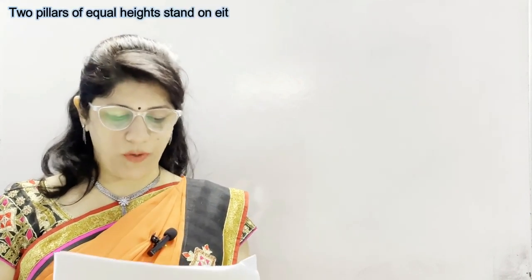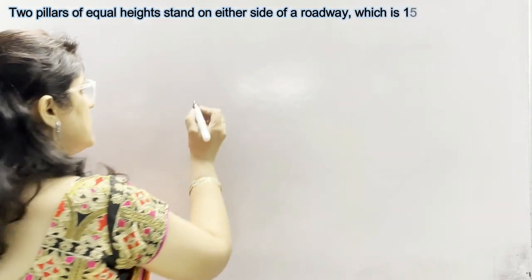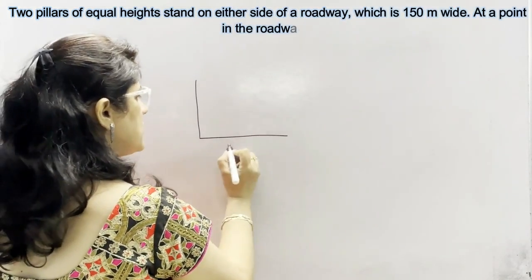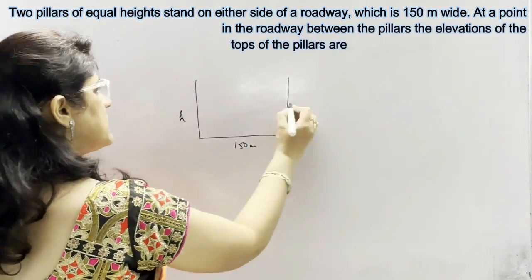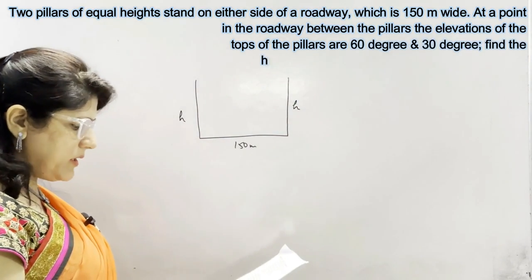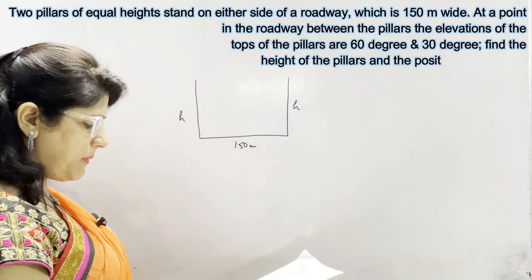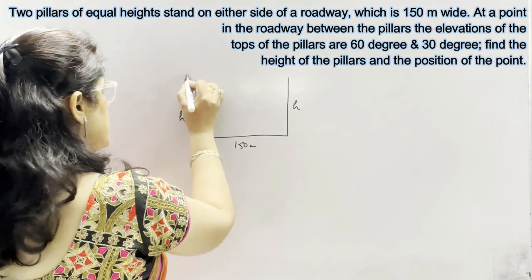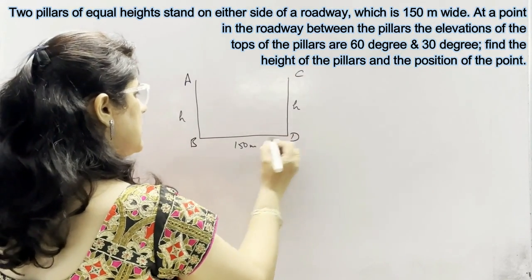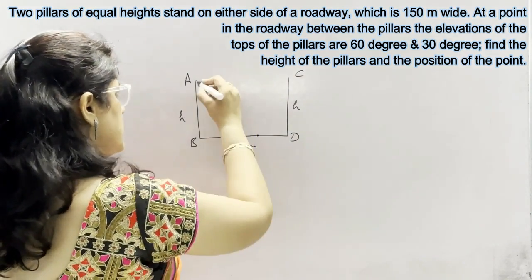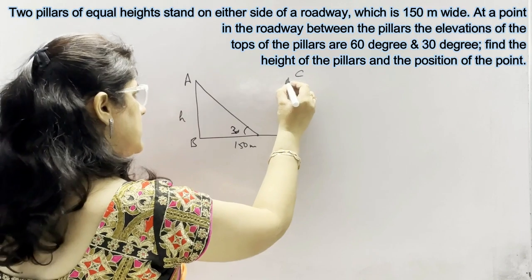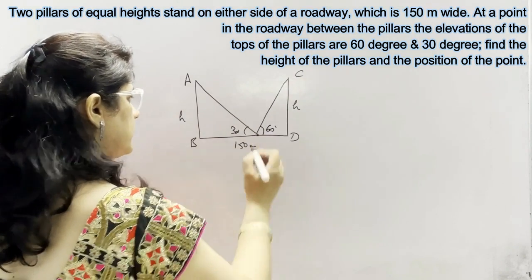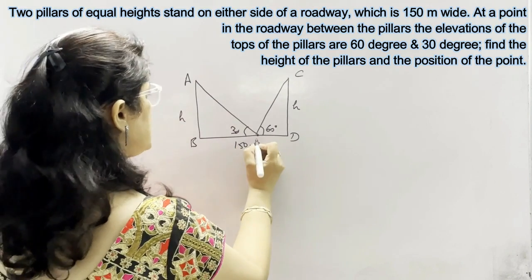In next question, two pillars of equal height stand on either side of a roadway which is 150 meter wide. So this is one pillar, this is road which is 150 meter wide and this is another pillar of equal height. If this is h, then this is also h. At a point in the roadway between the pillars, the elevation of the tops of the pillars are 60 degree and 30 degree. Suppose this is the pillar AB and this is the CD and E is the point in between them. So one angle of elevation is 30 degree and another is 60 degree. And this point we can take as E.